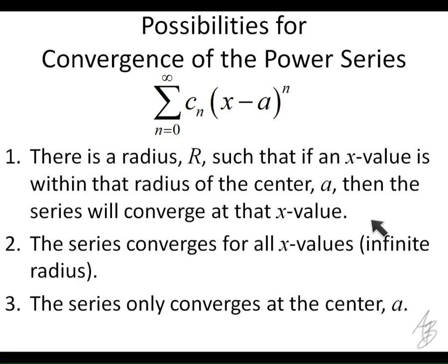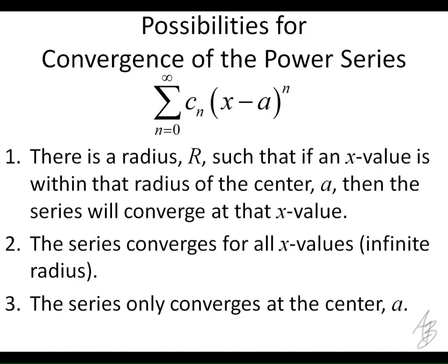What would be an example of one that converges for just a finite radius? So the power series, or the Taylor polynomial for 1 over 1 minus x, only converges from -1 to 1. So in that case, the radius of convergence is going to be 1. For like sine and cosine and e to the x, those converge for all x values, so it has an infinite radius.